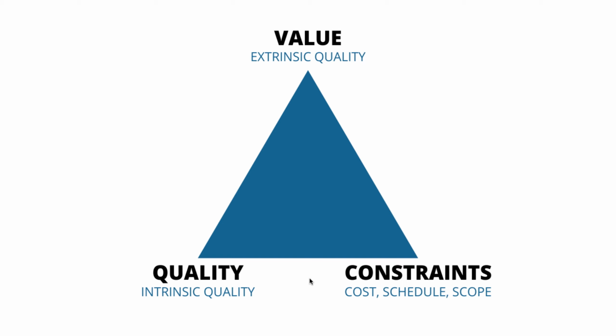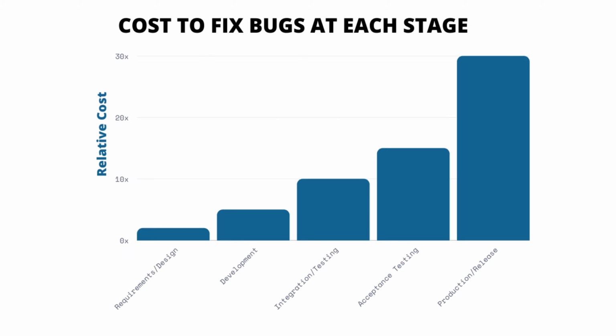The goal of any development team, any technology-centric product company for that matter, should be to maximize both intrinsic and extrinsic quality while constantly balancing against the constraints of cost, schedule, and scope. Another goal of product development teams should be both to detect and fix bugs as early as possible. As you can see in this chart, the relative cost of fixing bugs at each stage goes up drastically as we move from requirements and design through to actual development, integration and systems testing, acceptance testing, and the worst case scenario, the bug is released and is detected by the customer in production.